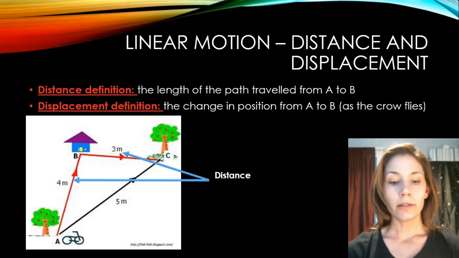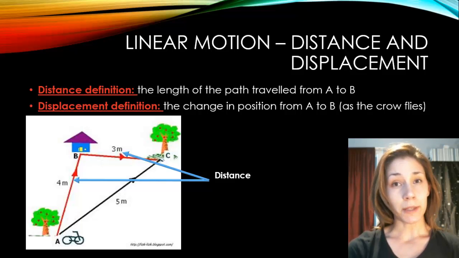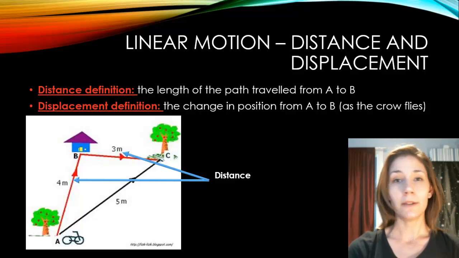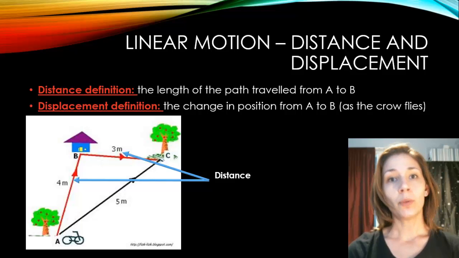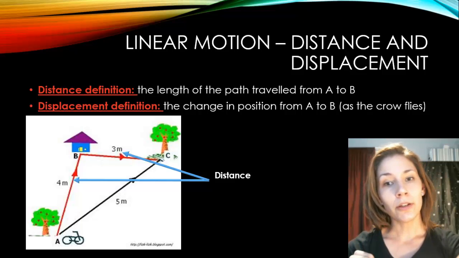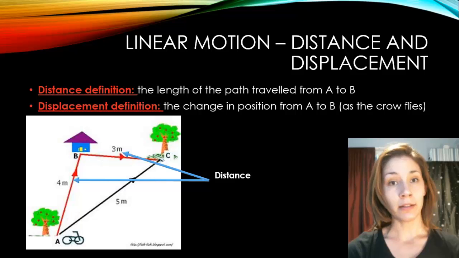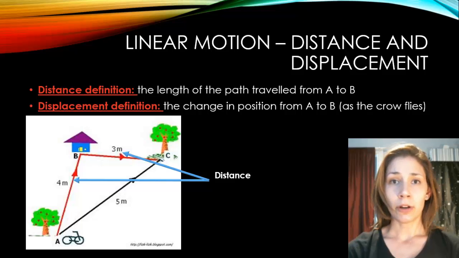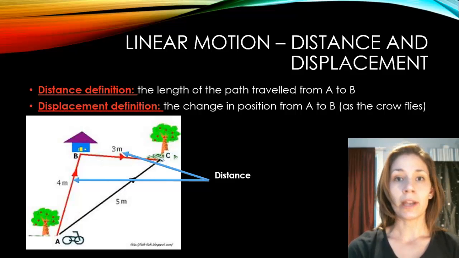Now, if you were looking down on this map, as we are right now, and you drew a straight line from the start to the finish without considering any of the path in between, that would be displacement. So it's basically the change in your position from A to B, or in this case it's A to C. Now if you travelled back to the tree again, so you went A, B, C and then back to A, your displacement would actually be 0 because your change in position was 0 meters. You ended up in the same place that you started. You can't draw a straight line from the start to the finish because the start is the finish.